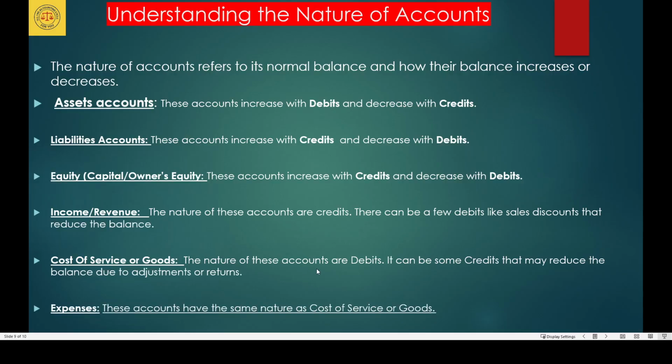Expenses. Expenses have the same concept as the cost of service. So they are debits, they should be debits all the time. There is another category of accounts that we call other income, which should be credit too, or in expenses, other expenses, which should be debit balances too.